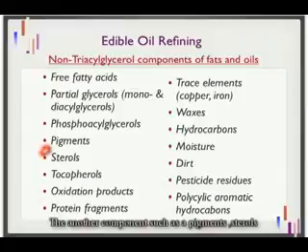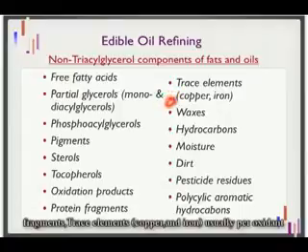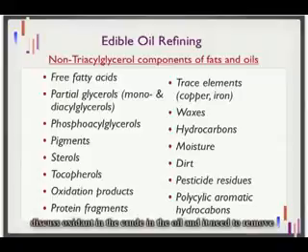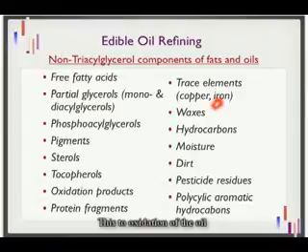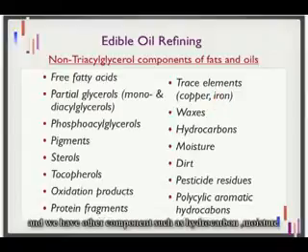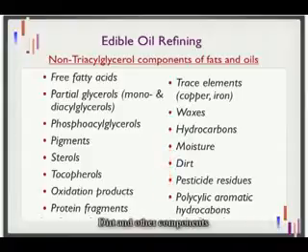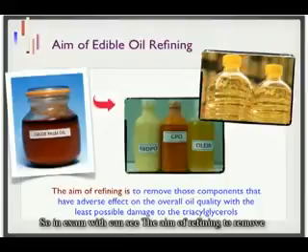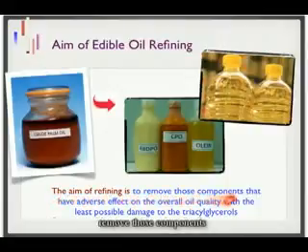And other components such as pigment, sterol, tocopherol, oxidation products, protein, and the trace elements. The trace elements such as copper and iron are actually pro-oxidants, which can promote oxidation in the oil. So we need to remove these to avoid oxidation of the oil. And we have other components such as waxes, hydrocarbons, moisture, dirt, and other components. So in essence, we can say that the aim of refining is to remove those components.